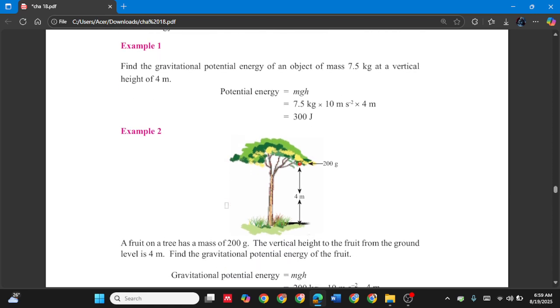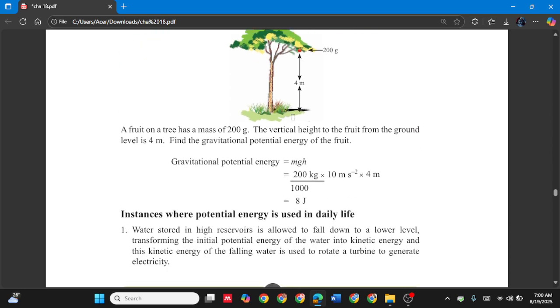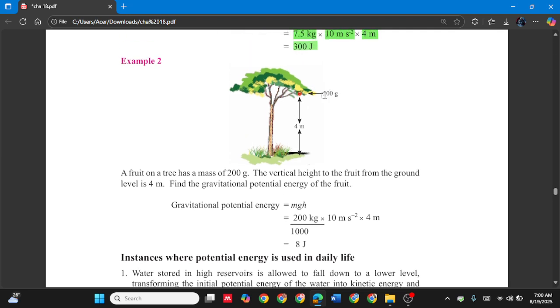ඊට පස්සේ මේ තියෙන example 1 මේක ගන්න. example 1 කියලා දාලා 7.5 kg vertical height එක 4. එතකොට 7.5 kg එනවා. gravitational acceleration එක 10 එනවා. height එක 4 meter එනවා. answer එක 300 joule. මෙතන බලන්න 200 gram, 200 gram කියන්නේ ඒක divide කරන්න ඕනේ kilogram වෙන්න 1000 වලින්. එතකොට 1000 වලින් divide කරාම 0.2 kg.